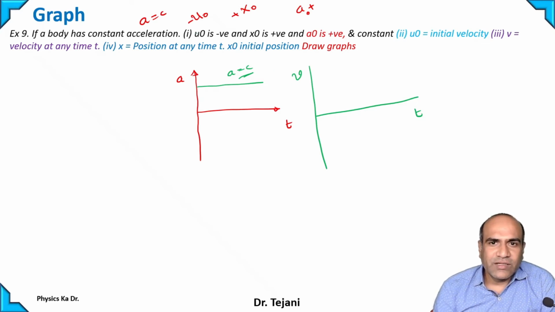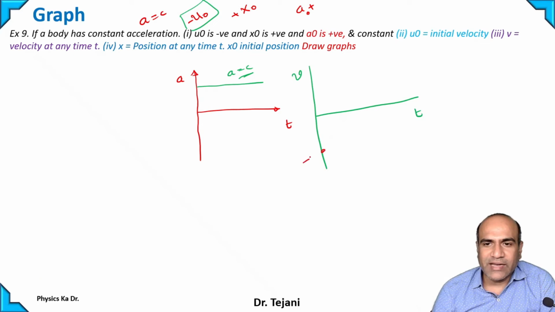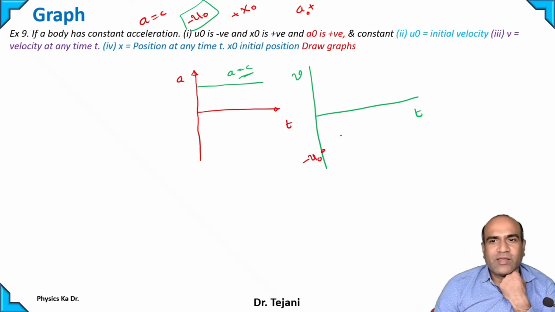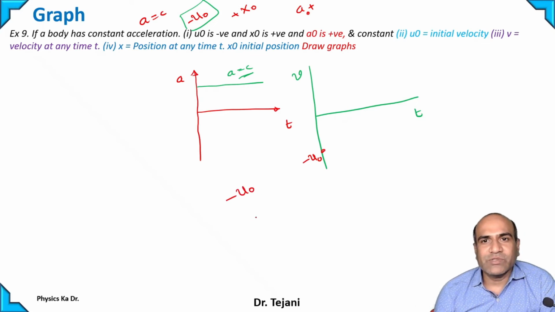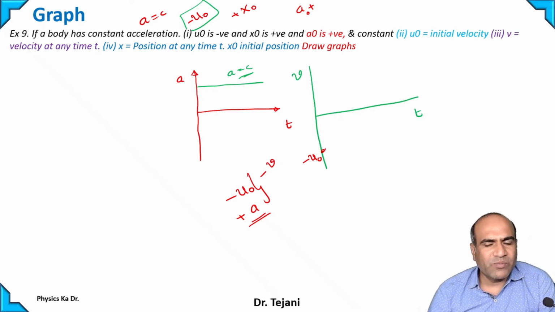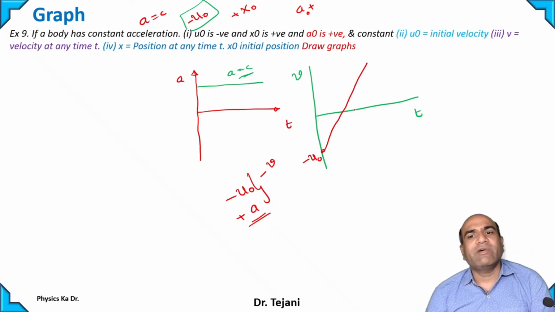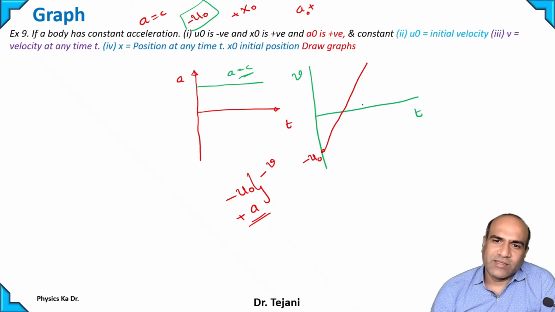So here u is negative. So here somewhere below this line, say for example, this is negative u0, right? Negative u0. So we have negative u0 and positive acceleration. Because of this, negative velocity decreases. That means it goes upward. Whenever you see positive a, the line is going upward, and whenever you see negative a, the line is going downside. If you remember these two, it will work always.